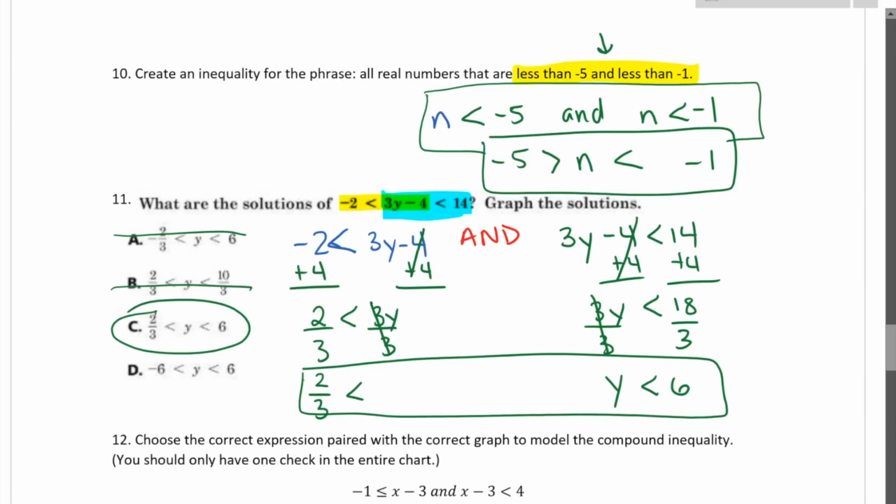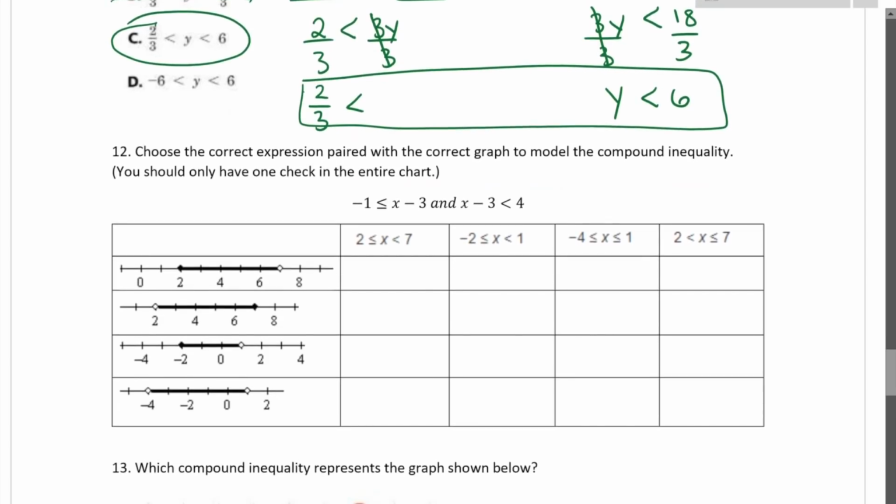All right. Okay, moving on to 12. Choose the correct expression paired with the correct graph to model the compound inequality. You should only have one check in the entire box. So basically what this is saying is they want us to graph this. They're trying to confuse us with the whole chart, but it's a very easy problem. So you're trying to solve -1 less than or equal to x minus 3 and x minus 3 less than 4.